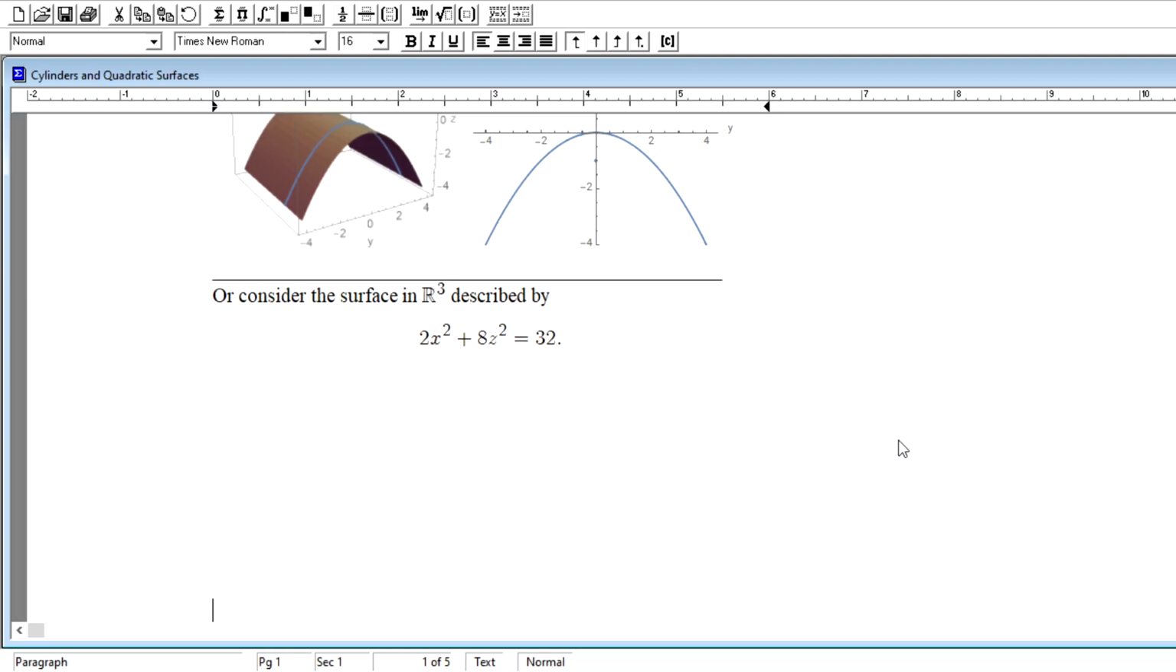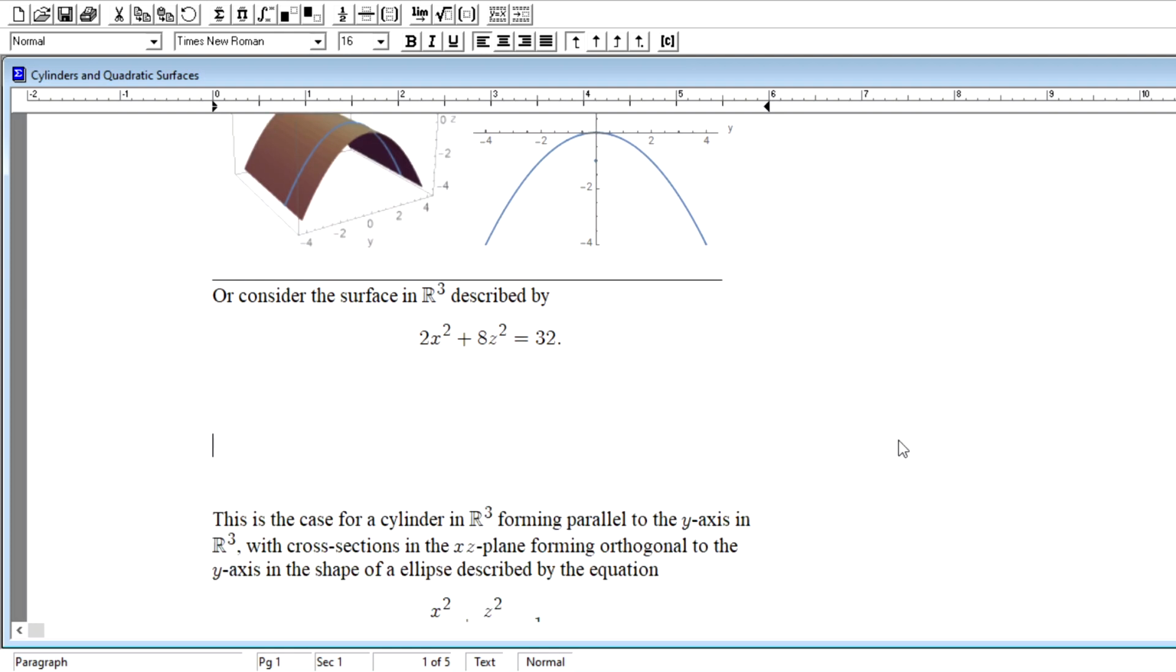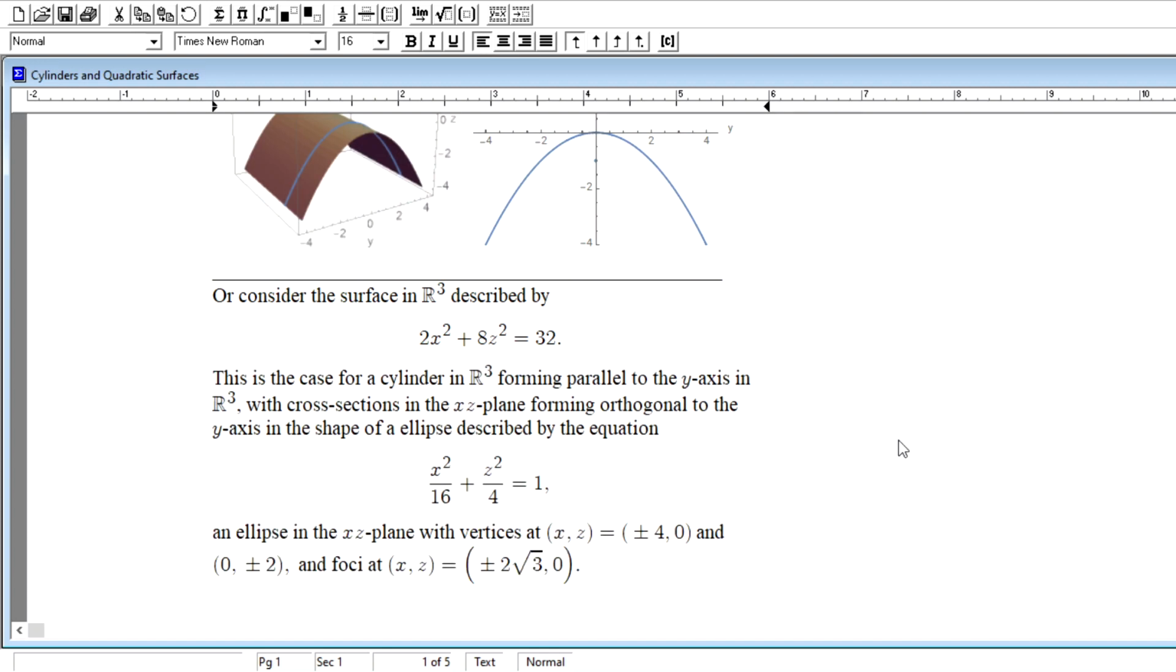All right? Dividing both sides by 32, we will get the equation for an ellipse. This is the case for a cylinder in three-dimensional space forming parallel to the y-axis, where the cross sections are going to exist here in the xz plane because our equation involves variables x and z, forming orthogonal to the y-axis in the shape of an ellipse. If I divide both sides by 32 to make 1 on the right-hand side, I will build this equation that resembles the equation for the ellipse in the xz plane.